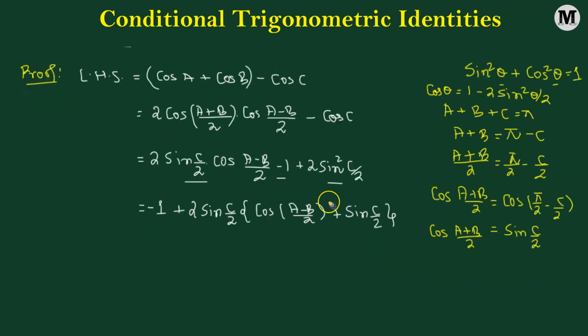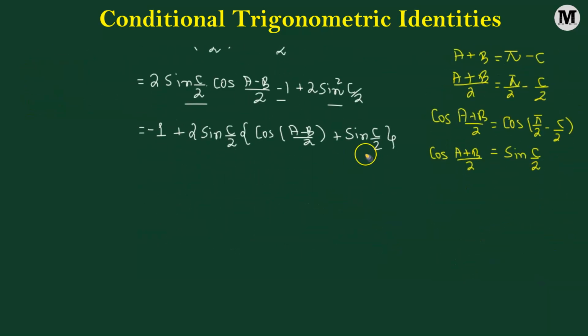Okay, now what we'll do here, we're going to work with sine C over 2. So let's first write down all the other terms. We have -1 added to 2 times sine of the angle C over 2. So this is going to get multiplied to cosine of the angle (A minus B) over 2. Now sine C over 2.